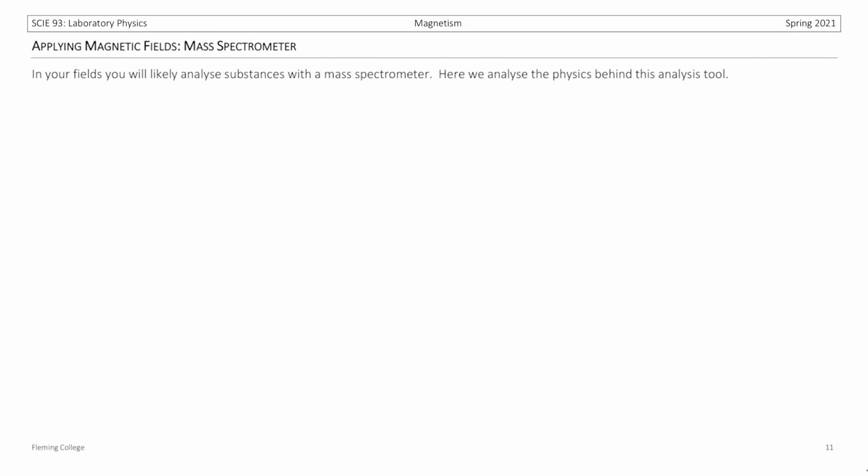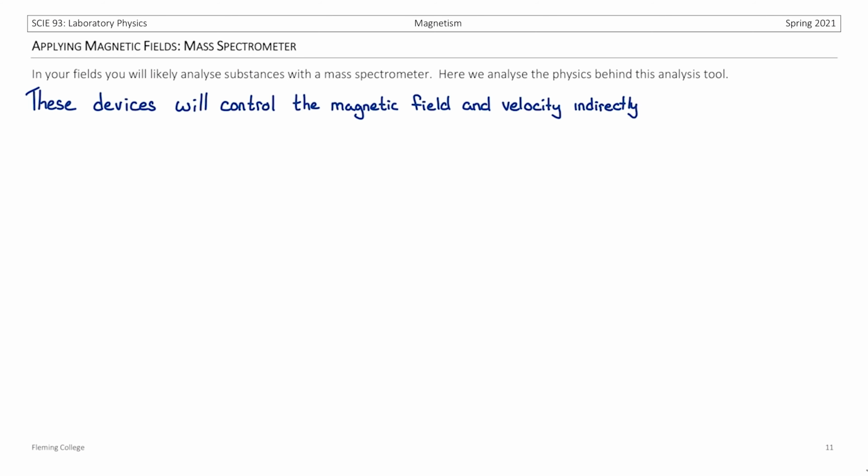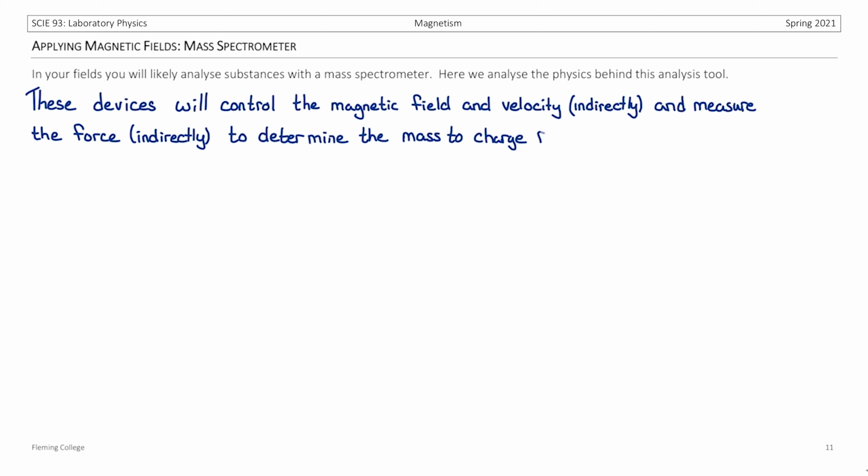Now we will look at how magnetic fields apply to mass spectrometers. So in your fields, you will likely analyze substances with a mass spectrometer. And the physics behind these tools are quite interesting. These devices will control the magnetic field and the velocity of a particle, and that's indirectly. And then they measure a force, again indirectly, to determine the mass to charge ratio of the substance that makes up the particle.